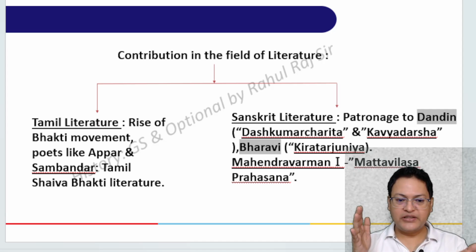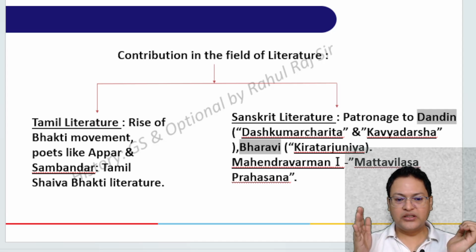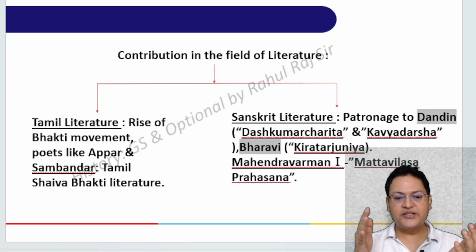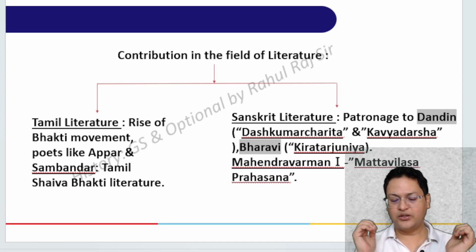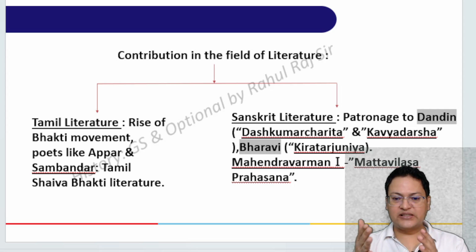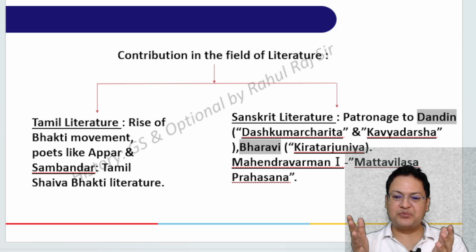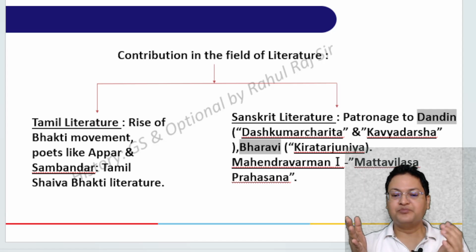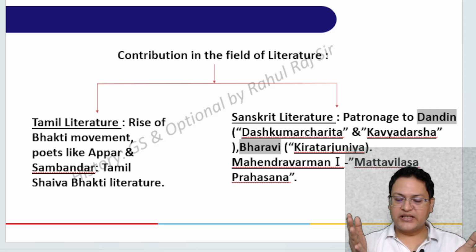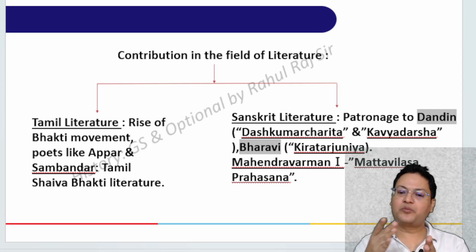They were associated with the Pallava court and they contributed to Tamil Shaiv Bhakti literature because these are Shaiv Nayanar saints, very simple. Now see, Sanskrit literature, okay. So Pallava rulers gave patronage to Dandin, okay. Dandin wrote Dashkumar Charit and Kavyadarsh, right, important for prelims also.